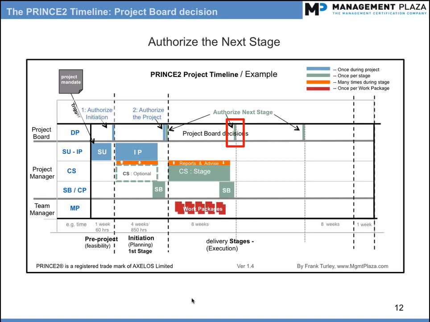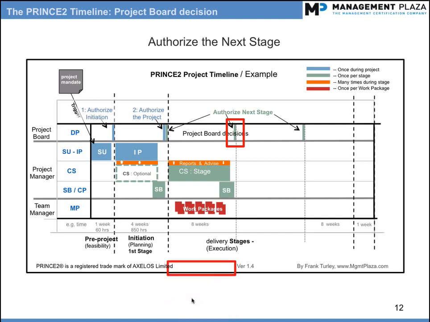Review the benefits review plan and compare expected benefits with actual so far. If the project board is satisfied, then they will take the decision that PRINCE2 calls Authorize the next stage, so the project manager can continue with the next delivery stage.